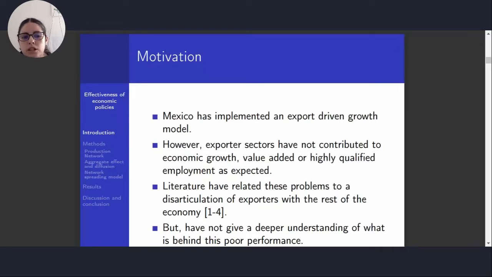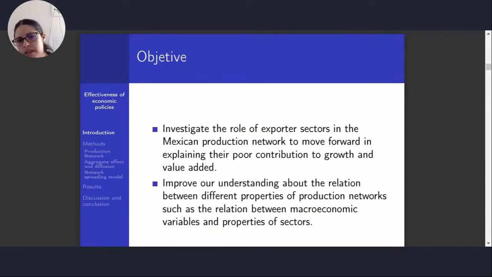Okay. So the objective that I had with this research, which we could also make a research question, was mainly two. Investigate the role of these exporter sectors in this Mexican production network, and move forward in explaining their poor contribution to growth. Why has this strategy that the government implemented not been successful?